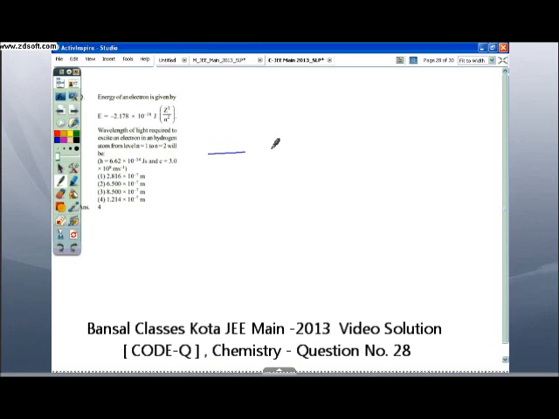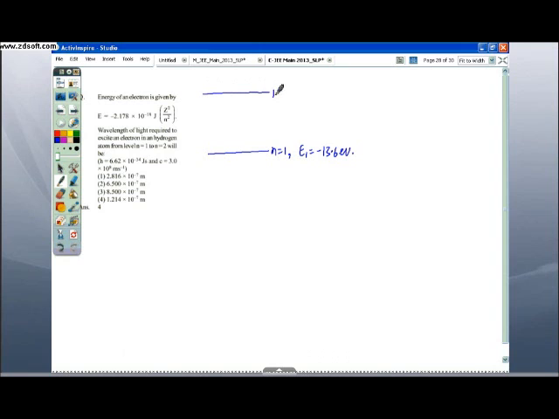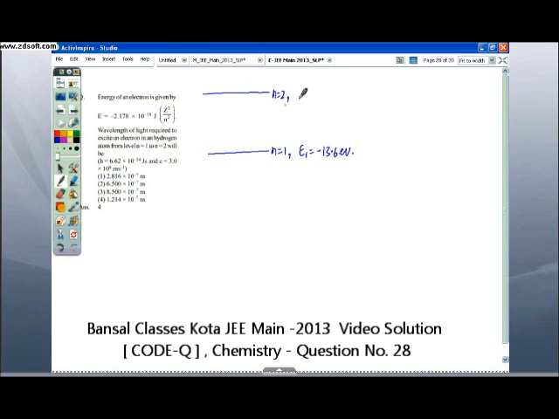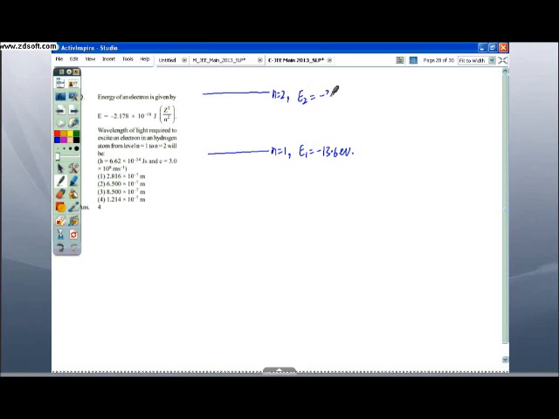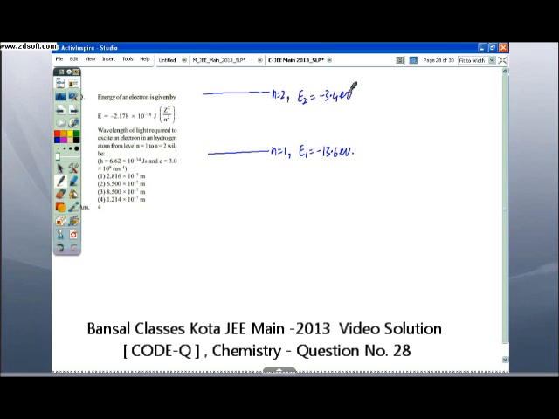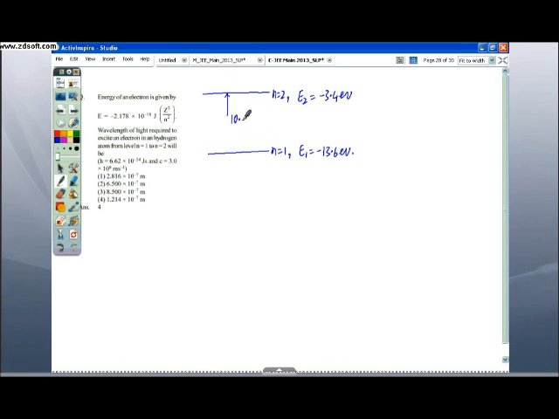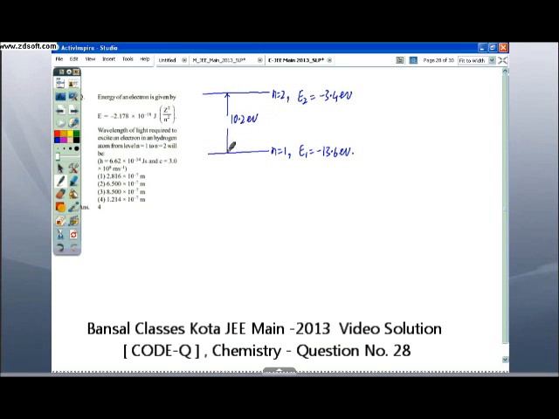Let us assume n is equal to 1. So energy of this level is equal to minus 13.6 electron volt. And for the hydrogen atom, n is equal to 2, and energy of this level is equal to minus 3.4 electron volt. Energy difference between these two is 10.2 electron volt.